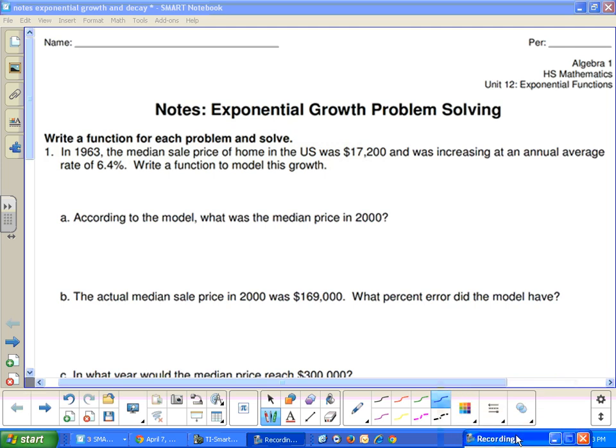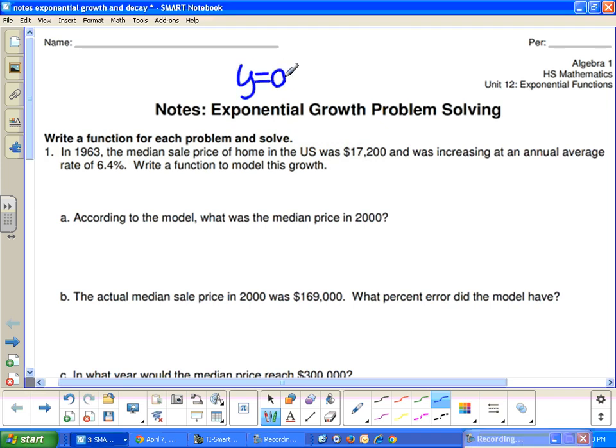Exponential growth problem solving. First of all, we need the equation for our formula. At the top of your page, we have a in front of parentheses, 1 plus r to the x. In this case, our a is going to be our initial amount, the rate is going to be a percent, and then our x is going to be your number of years or your time, whatever you're going by.